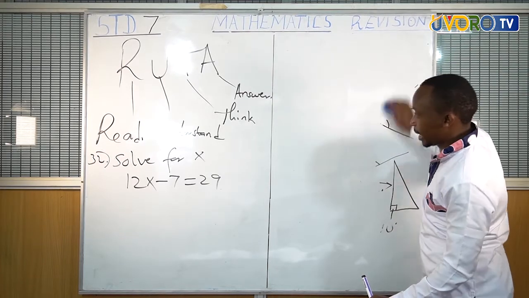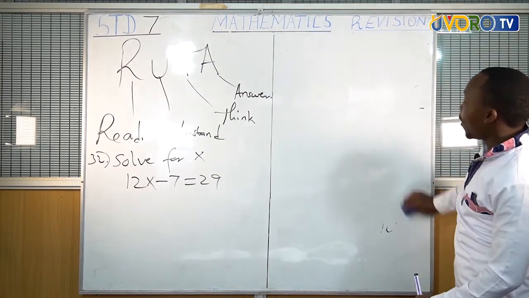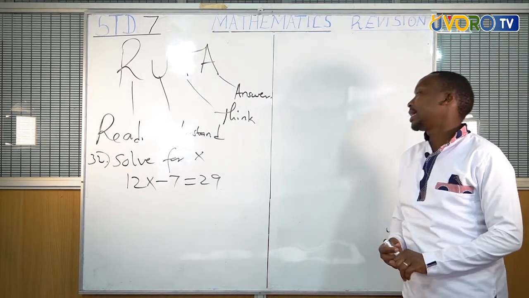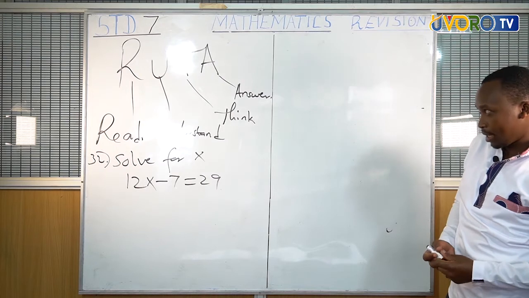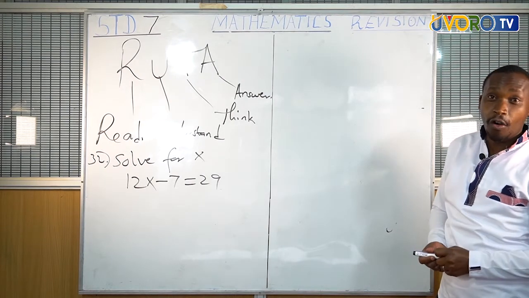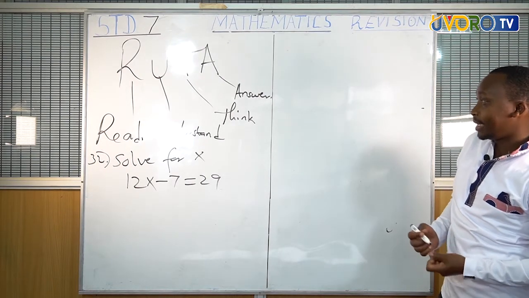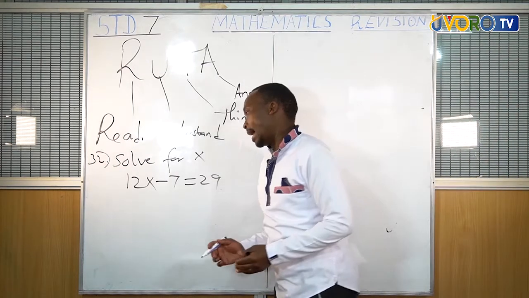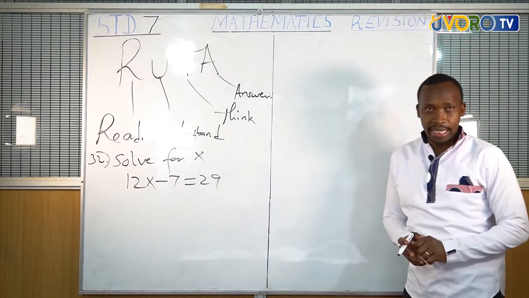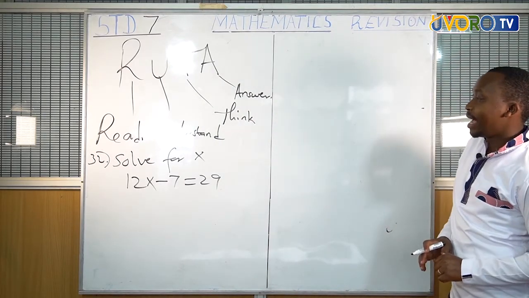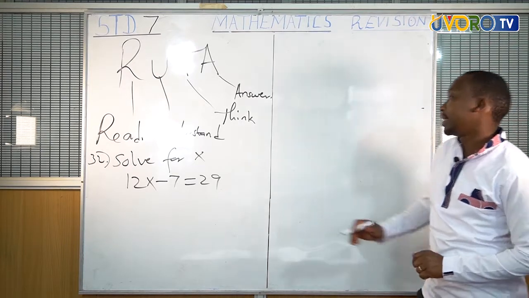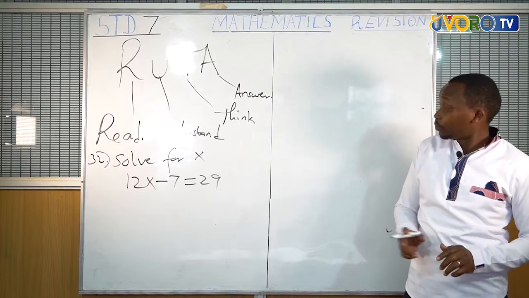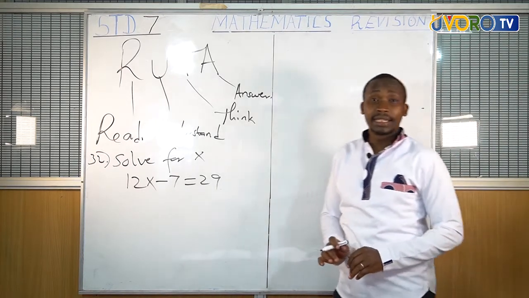Let's salute R. Solve for x. That is 12x minus 7 equals 29. Now, let's salute U for understanding. That is, how are we supposed to do it? Or what do you understand here? How many signs do you see here? We have an equal sign, very good. That is equals. We have another one. That is the subtraction sign. That is very good.